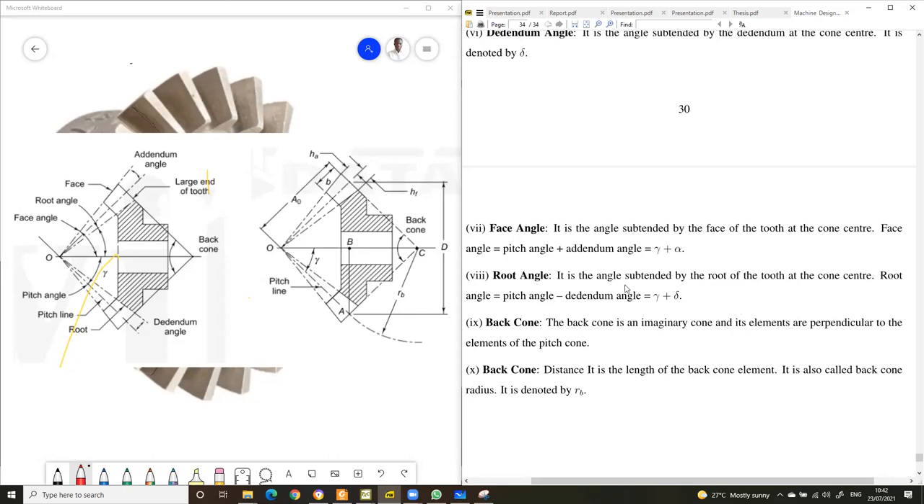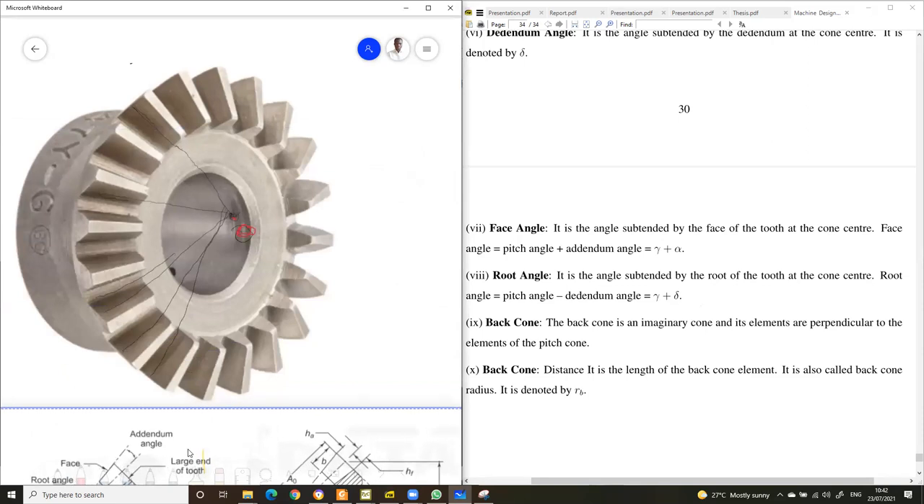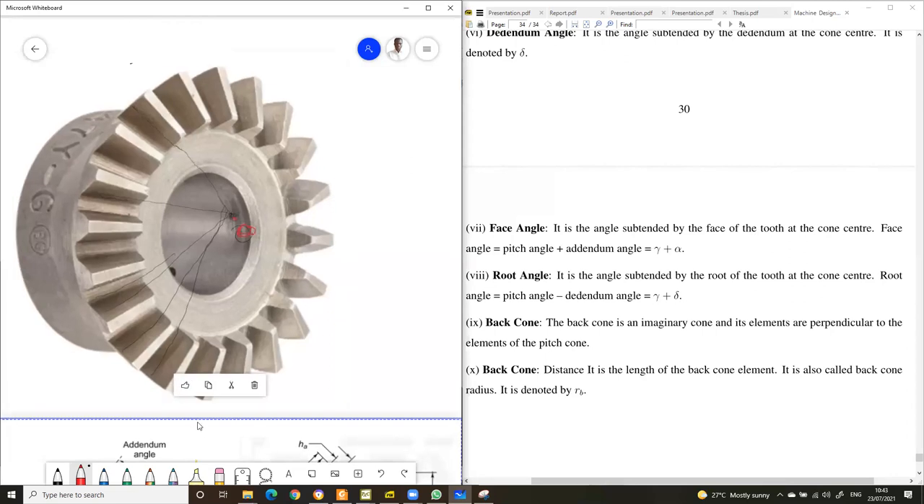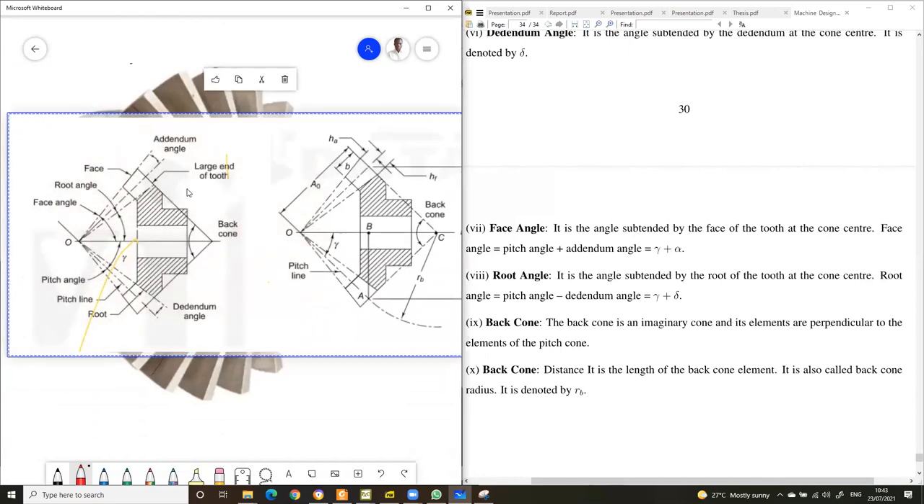Then we also have the back cone. If you look at this diagram here, you will see that the back of it, due to how it's been designed, is also forming a cone. If we draw straight lines from this area here, they will all converge at a point, which means it's forming another cone. You can see it in this diagram. When we draw a straight line from this side and that side, it's forming that cone. And this back cone has an angle, which is this one here.